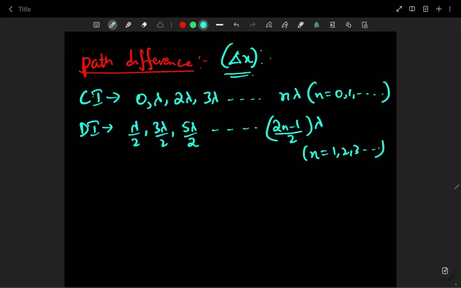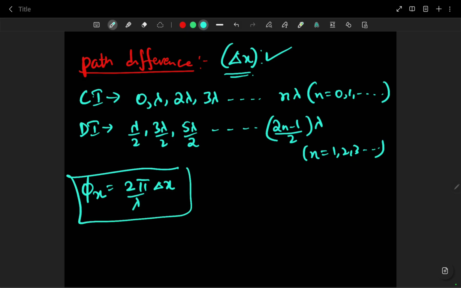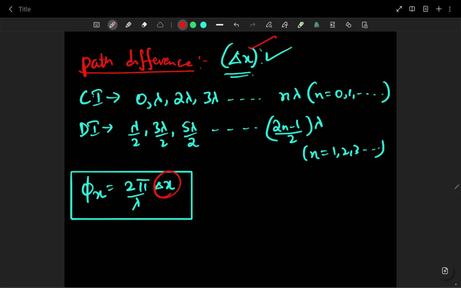So these are the delta x conditions for path difference, and once you know the path difference, there is a formula to know the phase difference. This is delta x, okay? This is the phase difference, and phi is equal to 2 pi by lambda into delta x. I already explained delta x to you, right? For constructive and destructive, you can substitute and find the conditions for phase difference.